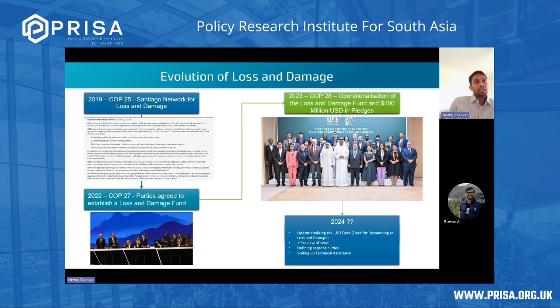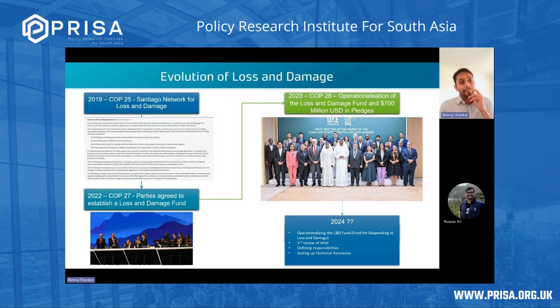In 2023, this is when the fund that had been decided was operationalized, and $700 million USD was pledged into this fund. But in COP29, what may happen is that this fund, which was established in 2023, is now called FRLD, the Fund for Responding to Loss and Damage.